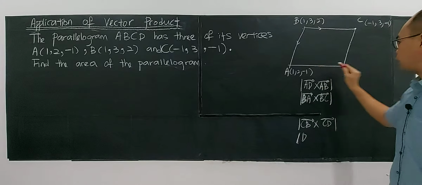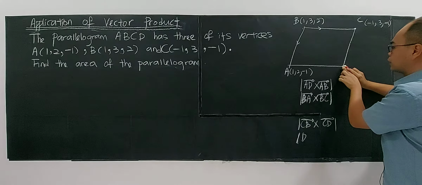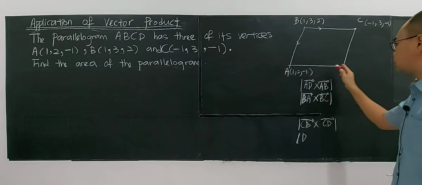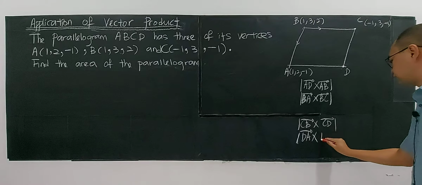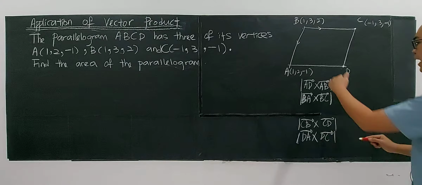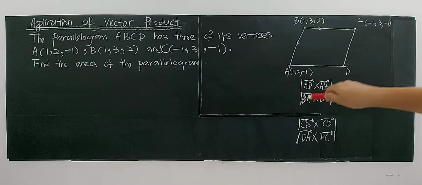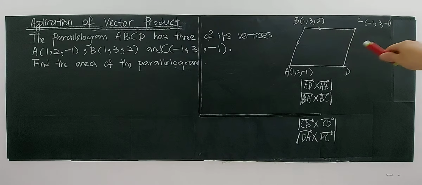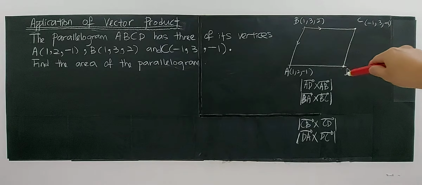or I also can start with D. With D, it means D is the starting point, where the vector should go out from the point D, which is DA cross with DC. Using any one of these, you will get the same answer for the area of the parallelogram. But for this case, I'm not going to find the point D, although you can also find point D.